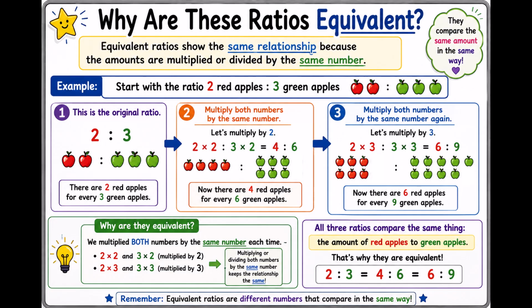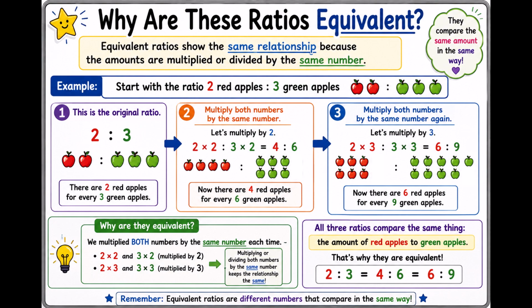Let's make another equivalent ratio. Now let's multiply both numbers by 3. So 2 times 3 equals 6, and 3 times 3 equals 9. So now the ratio is 6 to 9. Again, the relationship is still the same.